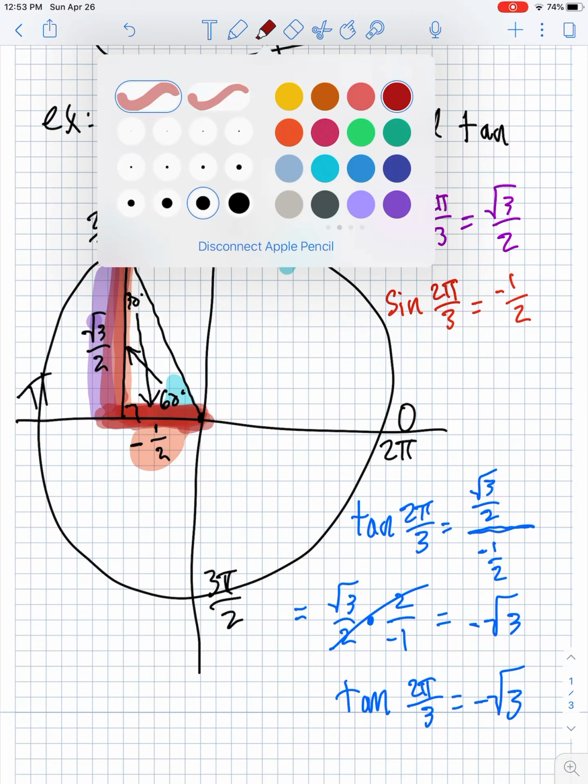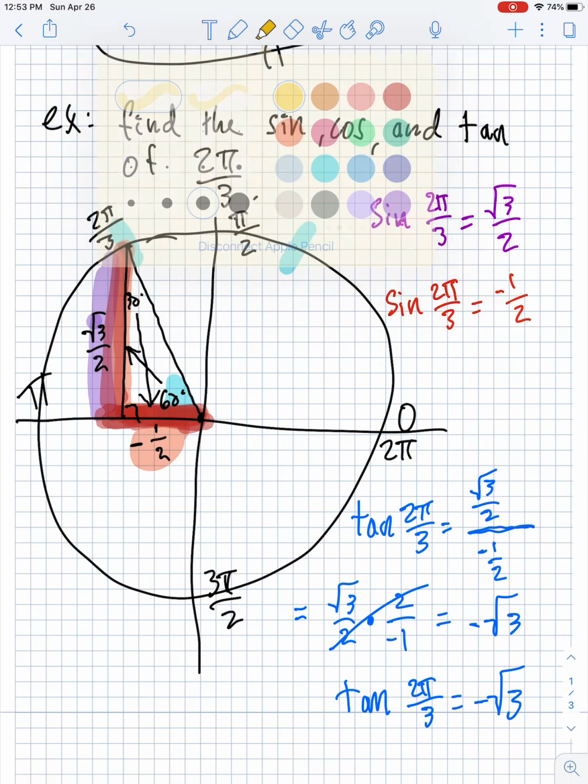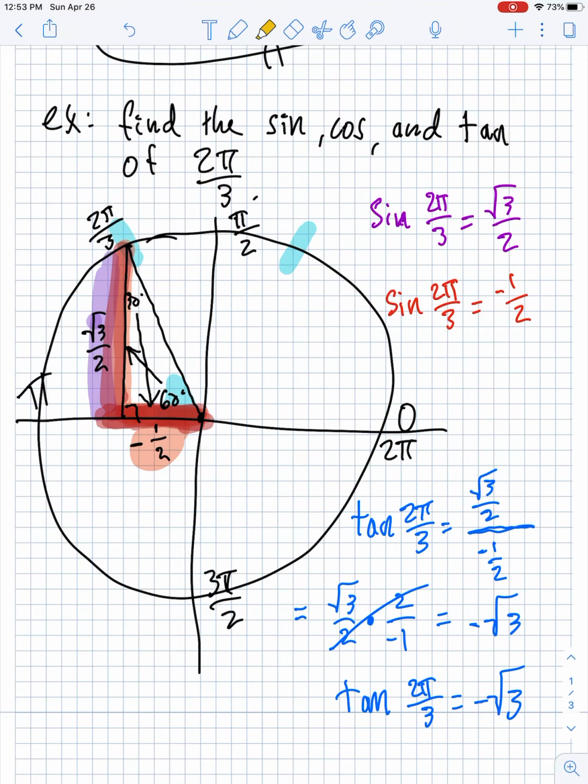Let's highlight all of our final answers. I just love the highlight feature, you guys. What color do we want? Yellow? Okay. So the problem said, find sine, cosine, and tangent of 2 pi over 3. So here's sine of 2 pi over 3 is root 3 over 2. It's the height of the triangle.